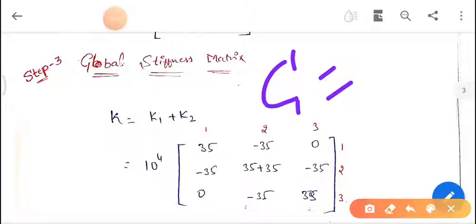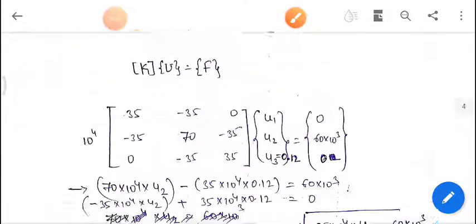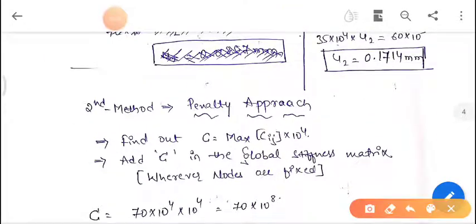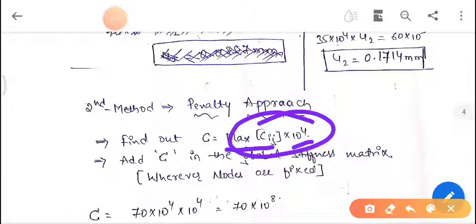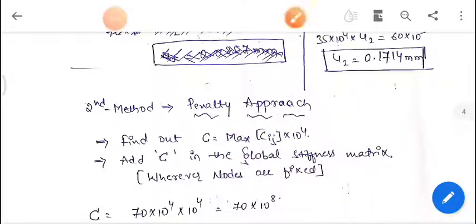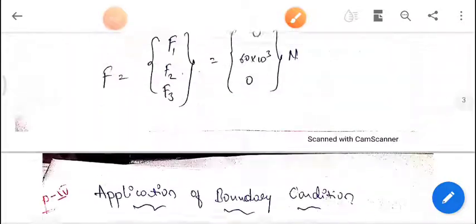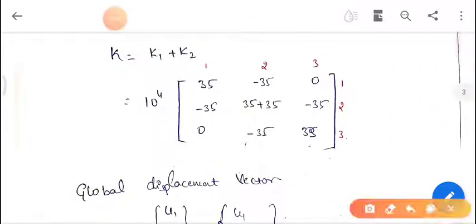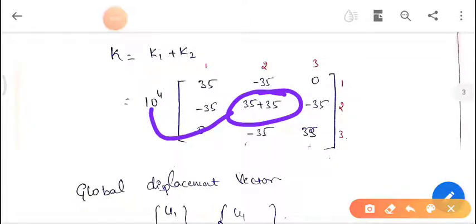C is nothing but maximum of Cij into 10 raised to 4. This is what we need to find now. What is this maximum of Cij? Maximum of Cij is nothing but the maximum value in this global stiffness matrix. What is that maximum value? That is nothing but our 70, 35 plus 35. 70 into 10 raised to 4 is our maximum value.